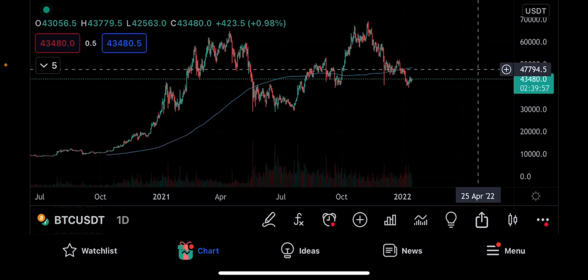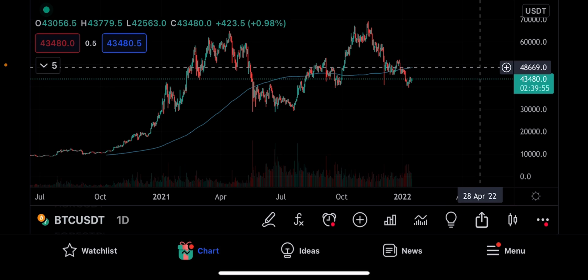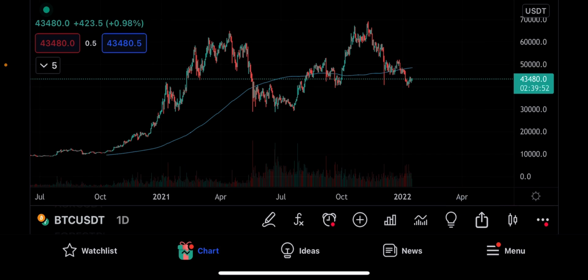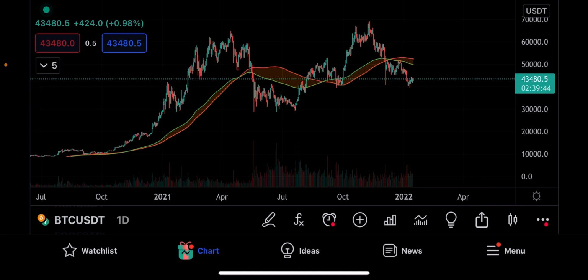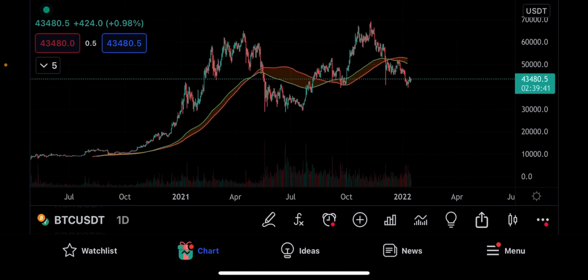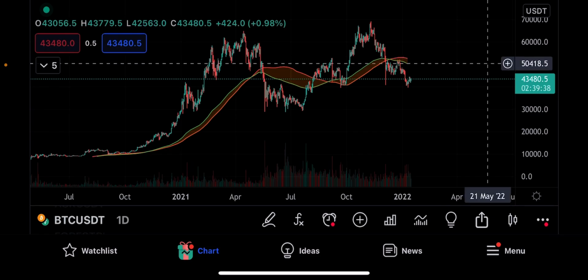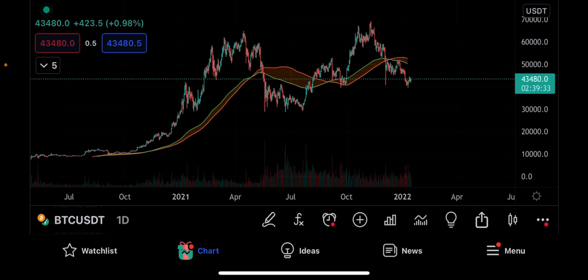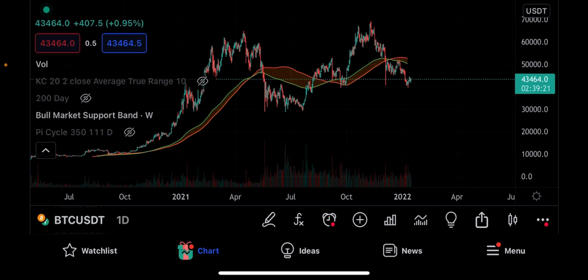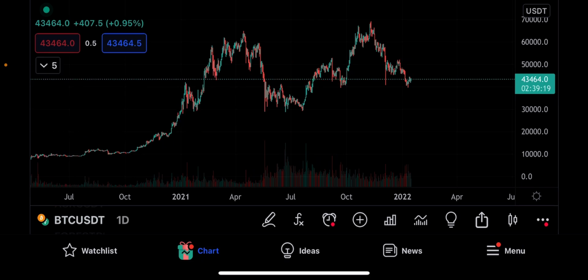So here we have a resistance at 48k. So we have two resistances, 44k and 48k. And another is the bull market support band. We are still below the bull market support band, and we have a resistance at 50 to 52k. So these are the levels that you need to be aware of: 44k, 48k, and 50 to 52k. Until we are going above all of these, we can't tell that we're actually going to a bull market. We don't have a definitive answer yet.